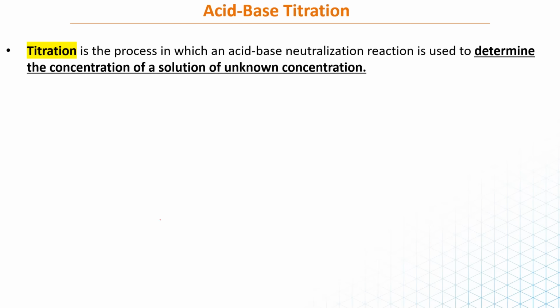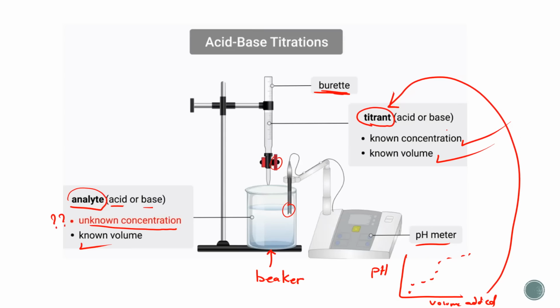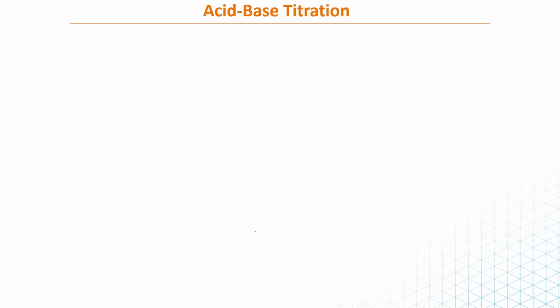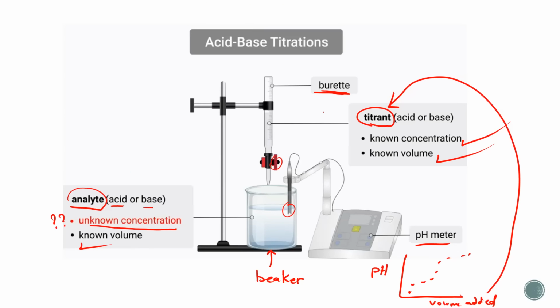Alright? So this is basically what we talked about. How is it performed? A measured volume of acidic or basic solution of unknown concentration is placed in a beaker and the initial pH is read, which is what we saw here. Okay? A burette is filled with the titrating solution of known concentration. This is the standard solution, the titrant, which we saw in the burette in here, right?